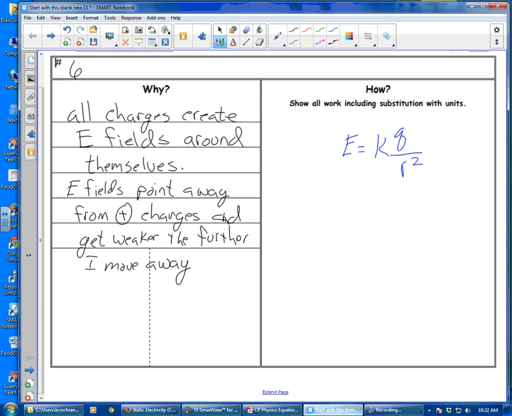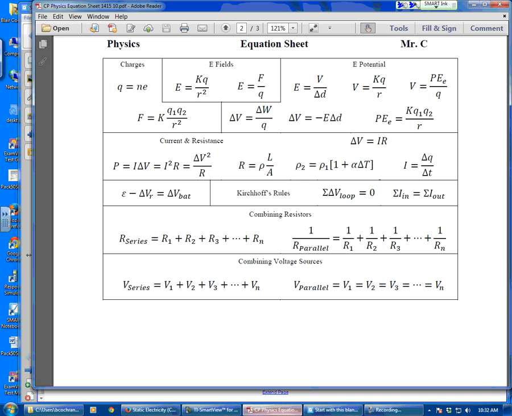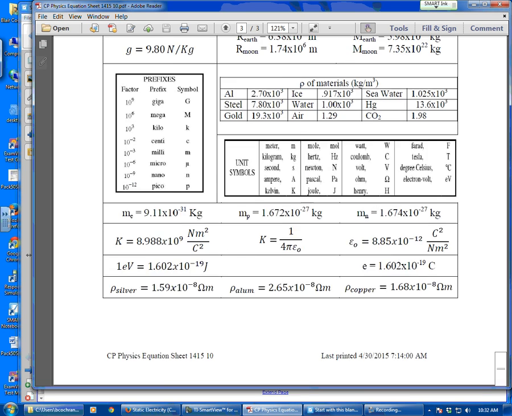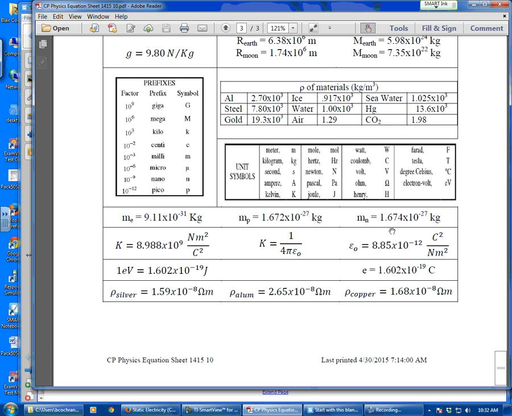Okay? So, let's see. Things that I know. I know K from my equation sheet, the part that's on the back of the rubric. I have K down here, Coulomb's constant, which is the description of how these forces interact with the universe: 8.988 times 10 to the 9th Newton meter squared per Coulomb squared. That's what tells me I have to have all my distances in meters, all my charges in coulombs, because if I'm using that value for K, I've got to make it align unit-wise with my other things.